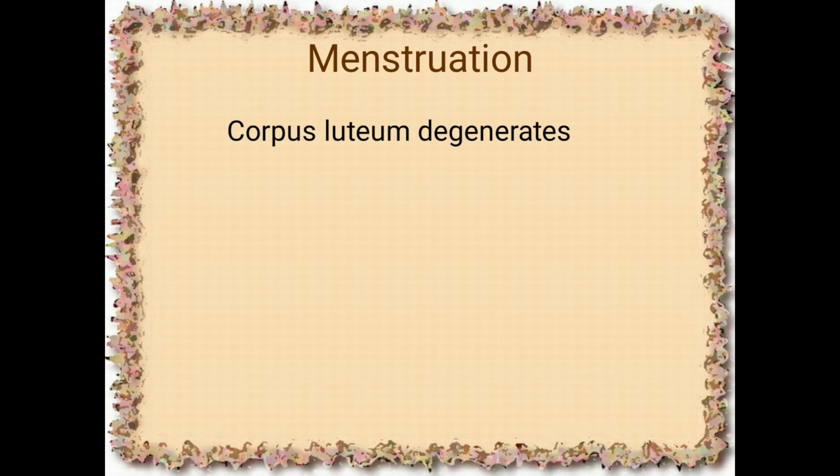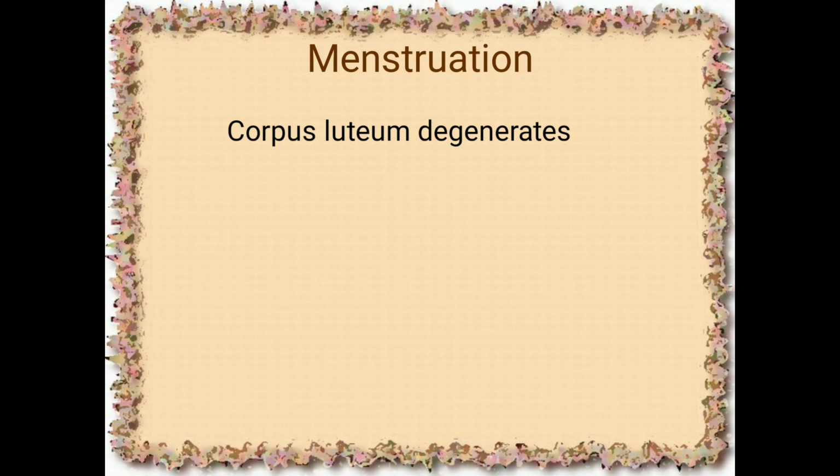If fertilization does not occur, the corpus luteum degenerates in about 13 days after ovulation. So with degeneration of the corpus luteum, there are no hormones from the corpus luteum. So hormonal support is withdrawn, and that leads to the endometrium becoming necrotic. So what is the mechanism here?